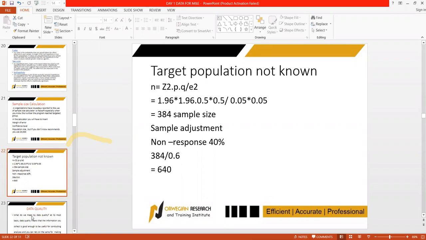Now, it's most likely that I may not get 384. There may be chances of some non-response. But I require 384. So what do I do? You must be able to take into cognizance the fact of non-response. Where do we get the non-response rate? That's another question. Non-response is an issue of an estimate.